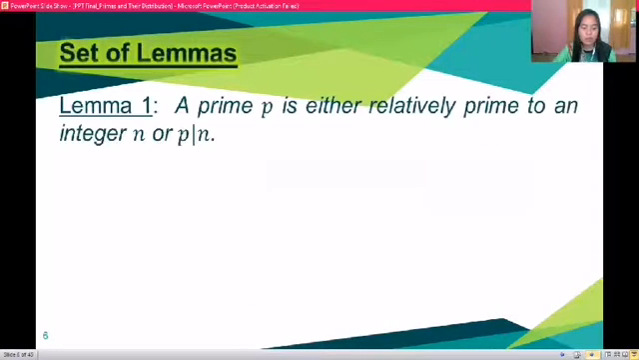Now, let's start our discussion with a set of lemmas that we'll be using to prove the fundamental theorem of arithmetic later on. Are you ready? Okay, let's do this. Lemma 1: A prime p is either relatively prime to an integer n or p divides n.